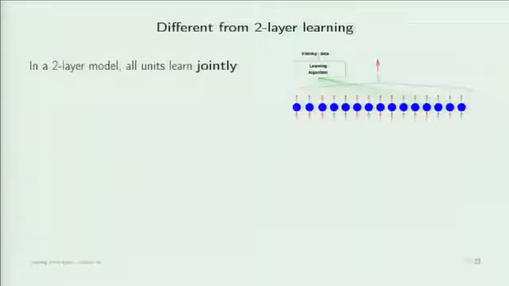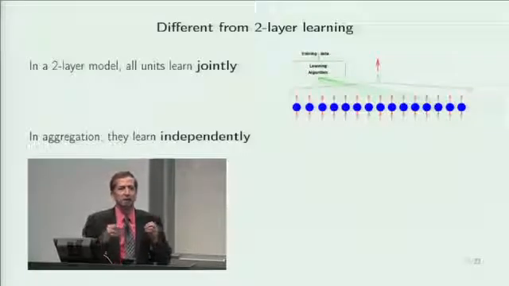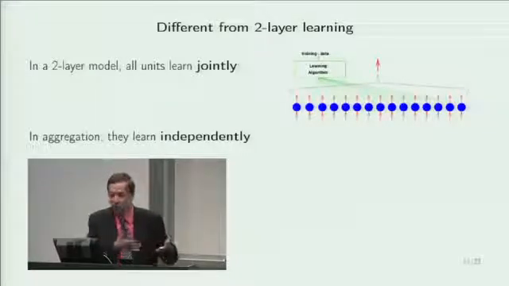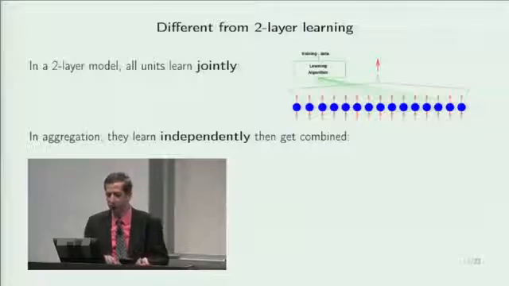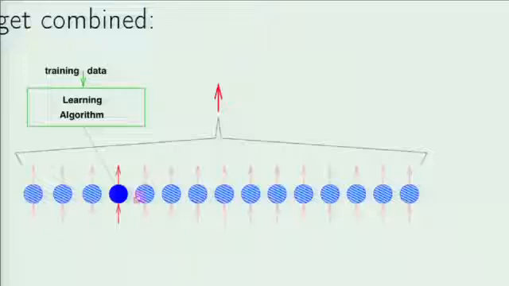Now, in the case of aggregation, the units learn independently, each one learning as if it was the only unit. So you are actually trying to learn the function, and then you combine them. In this picture, the learning algorithm looks at one at a time. Maybe it's a different learning algorithm, but at least it's considered one at a time. And this guy is actually trying to replicate the function, and this one is also trying to replicate the function, etc. Finally, when you have all of these guys trying to replicate the function, you combine them and you get the output. So that is the difference.